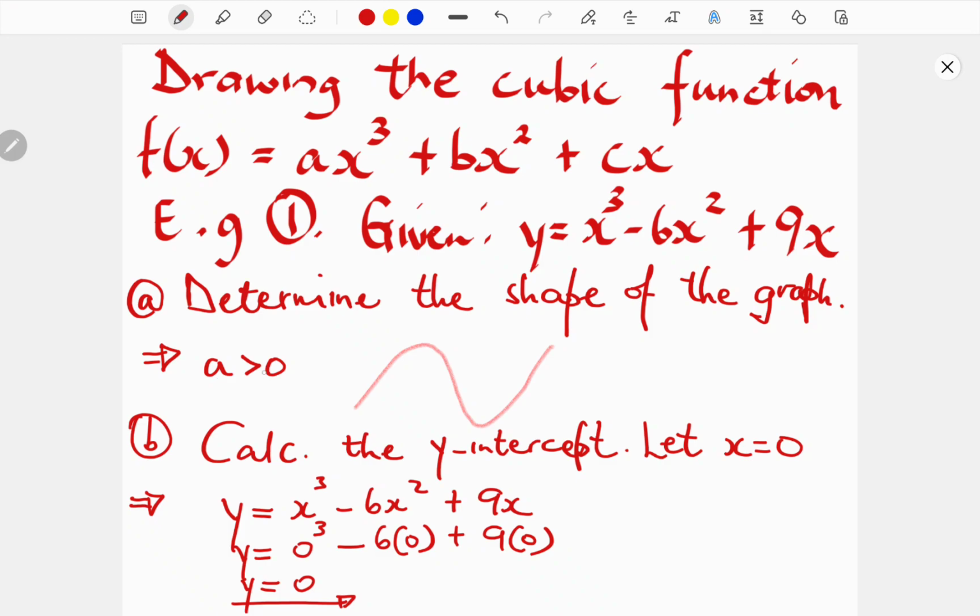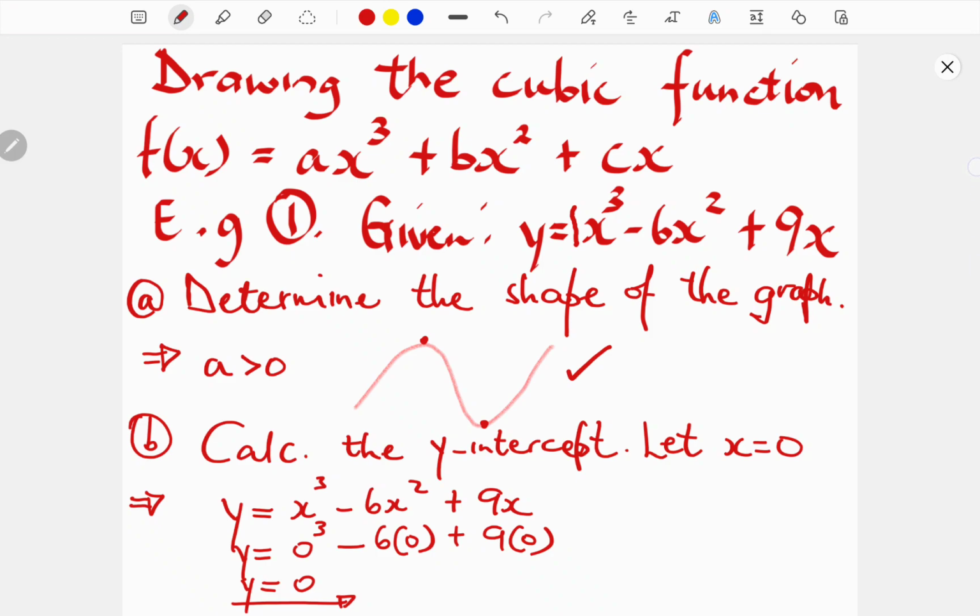So if a is greater than 0, okay, the a here, though it's not written, a is equal to 1, so 1 is greater than 0. So the shape of the graph is going to look like this, starting with the maximum turning point and then next the minimum turning point. This is the shape of the graph.